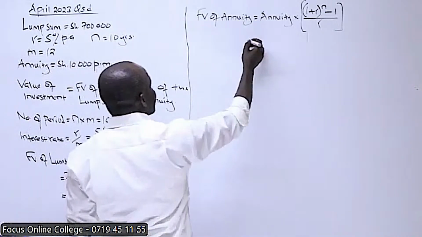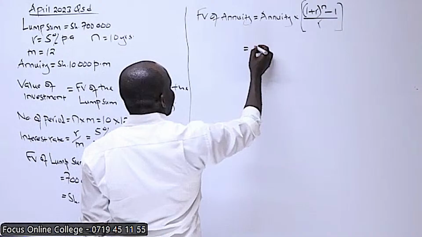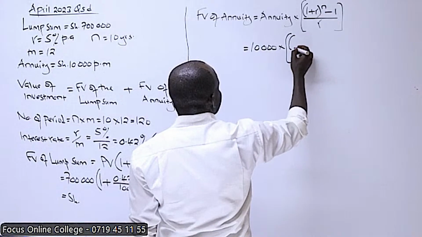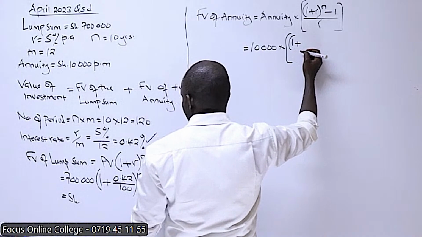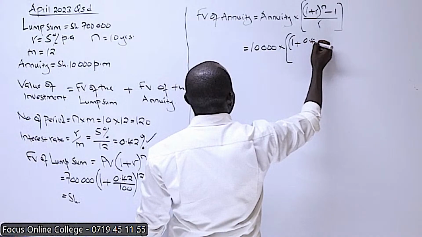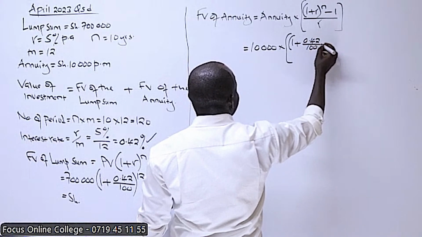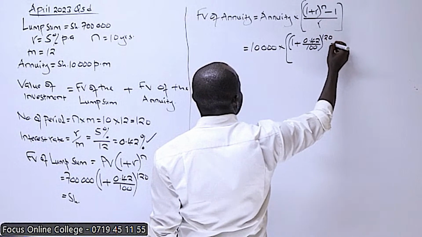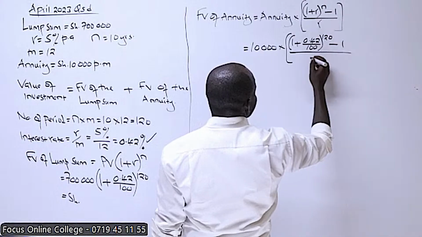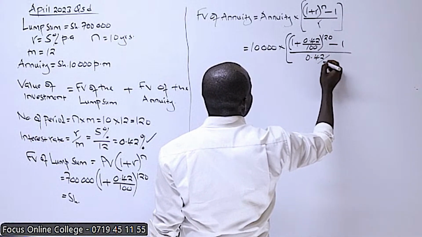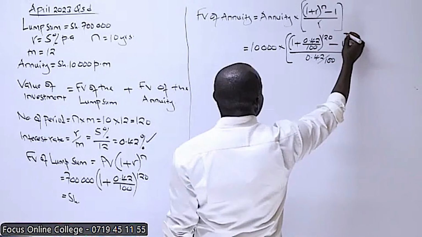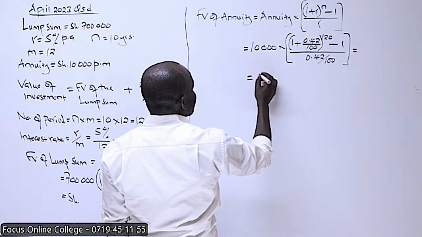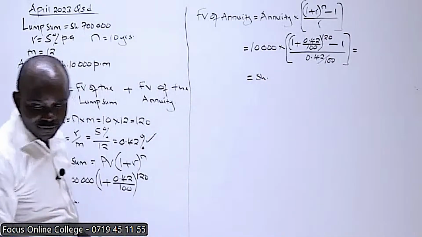So our annuity is 10,000. 10,000 is what we are saving monthly. So times ((1 plus 0.42 over 100) power 120 minus 1) over 0.42 over 100. So here we will get the future value of the annuity.